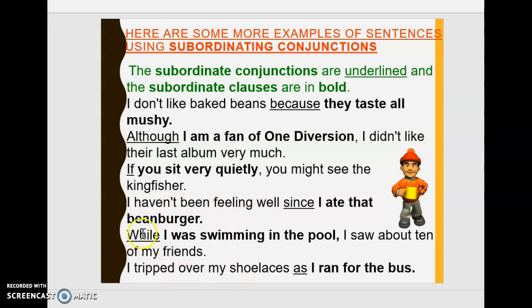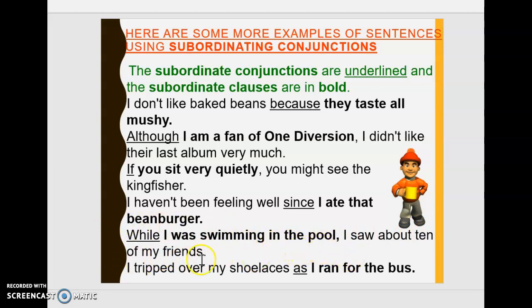Let's look at this one. While I was swimming in the pool. Now, in this sentence, a subordinate conjunction is used at the beginning of the sentence. I was swimming in the pool is a subordinate clause. I saw about 10 of my friends. This is our main clause, that I saw about 10 of my friends.